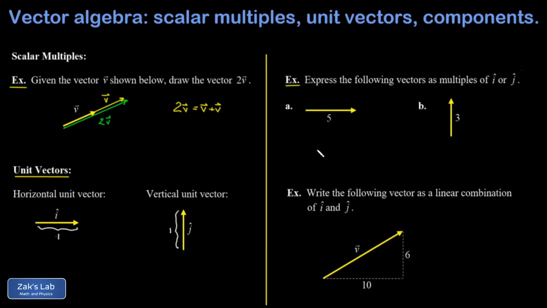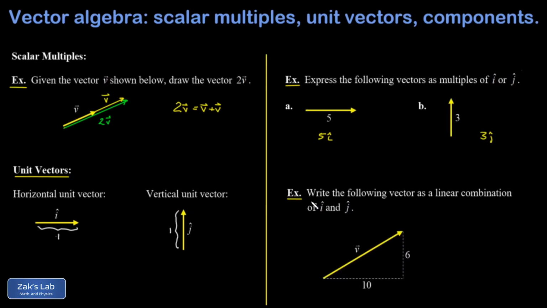In the next example, we start to get a sense for why these unit vectors might be useful. We're asked to express the following vectors as multiples of i hat or j hat. The first one is a vector of length 5 pointing exactly in the positive x direction. Well, that's just a scalar multiple of the unit vector pointing in the positive x direction. It's just 5 times i hat. The next one points in the positive y direction and has a length of 3. Well, that's just j hat stretched by a factor of 3. So that's 3 j hat.